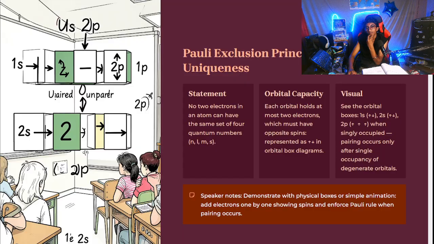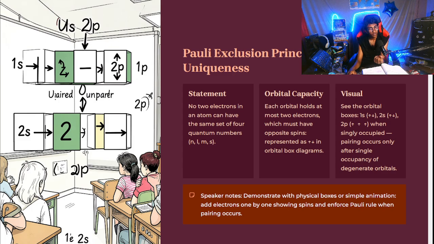Now, let me tell you with a simple analogy. I love using analogies, yes. Imagine an examination hall. Every student has a unique roll number. Even if two students are sitting in the same classroom, they cannot have the same roll numbers. Similarly, every electron inside an atom must have its own unique identity. Two electrons may occupy the same orbital, but they cannot have identical quantum numbers. The only way both electrons can stay together is by having opposite spins.